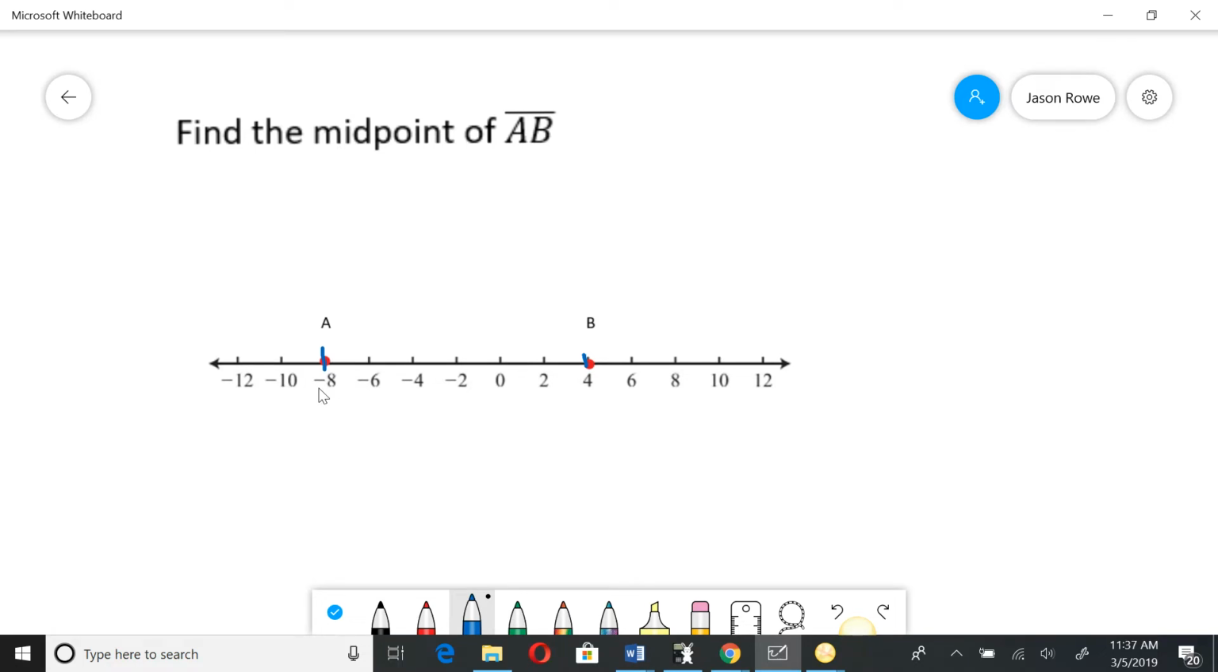So remember, we've got the ruler postulate, which says that A is -8, and then we've got B is 4. So we're going to add these 2 together, which will give us -4. And then to find the center, we're going to divide that by 2. And the signs are important here. In this case, -2 would be the midpoint.